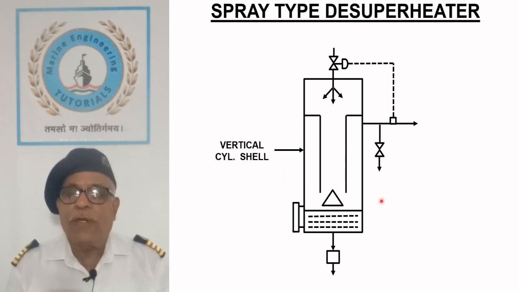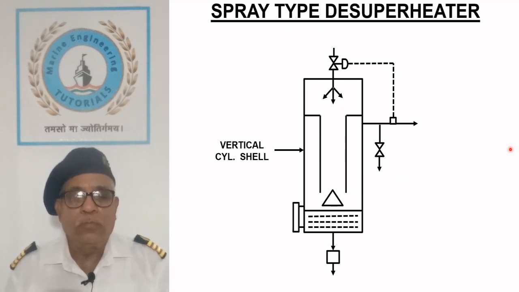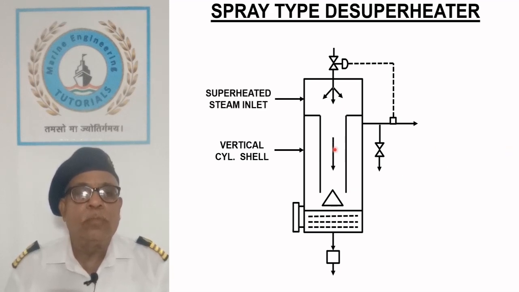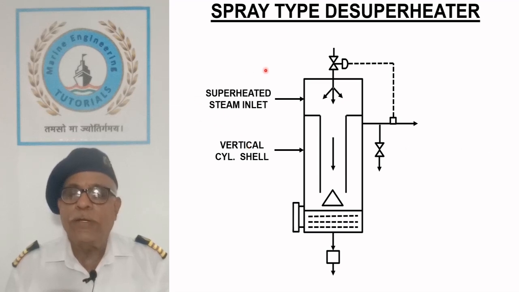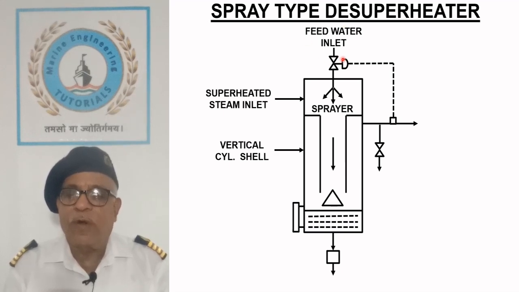It consists of a vertical cylindrical shell equipped with internal baffle from where de-superheated steam is taken out. Superheated steam is admitted in the vessel from top, which travels down through the central passage. Feed water enters the superheater from the feed water inlet on top, which is sprayed on superheated steam.